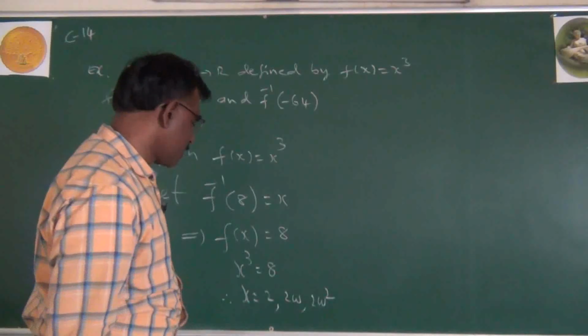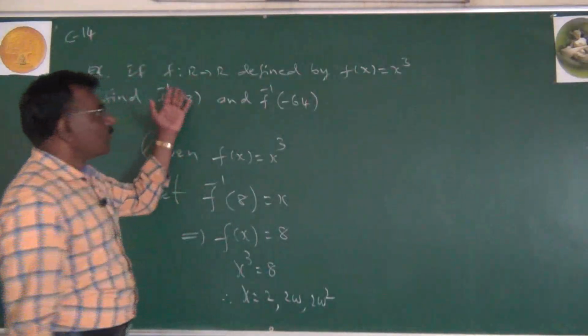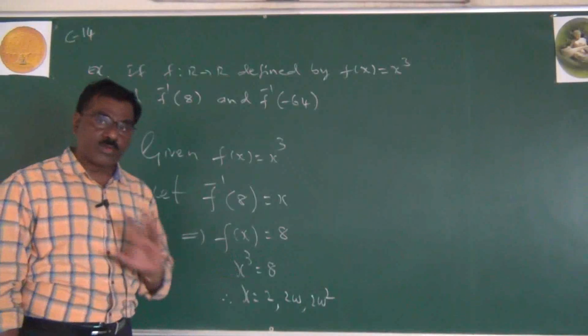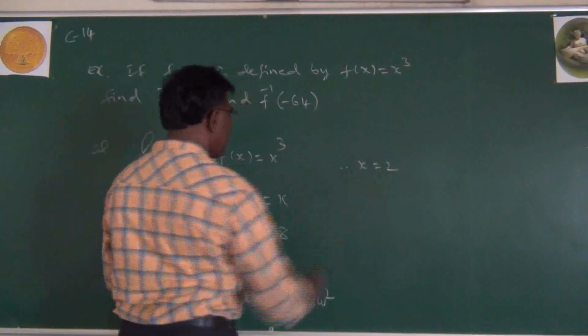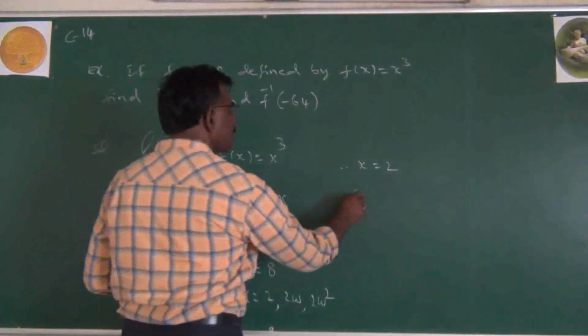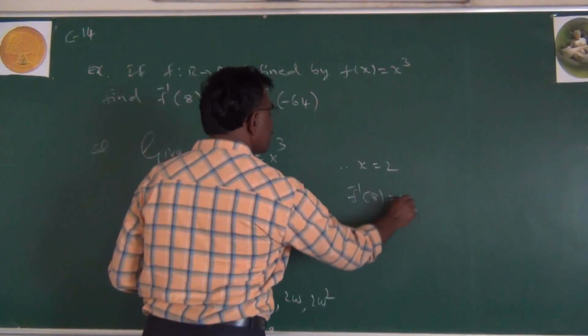So what is the question? It is f from R to R, and R means only real numbers. Therefore the x value is 2. The value of f inverse of 8 is equal to 2.